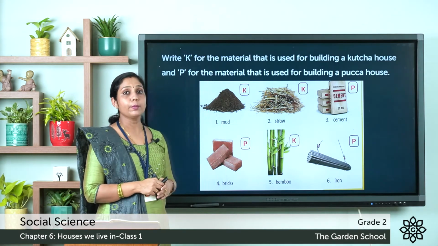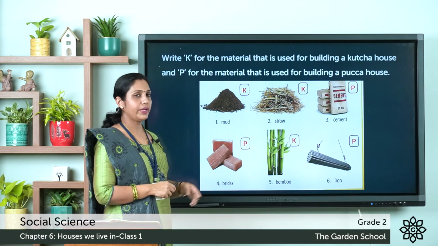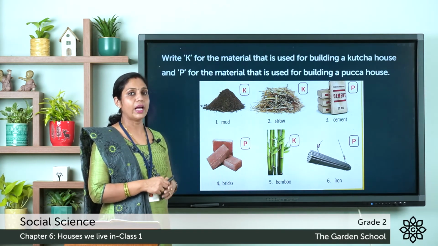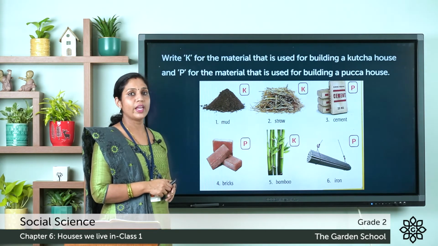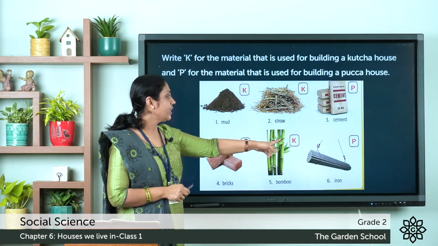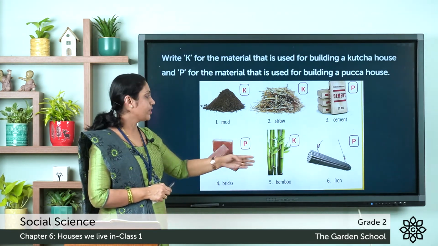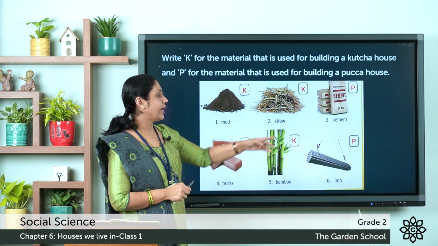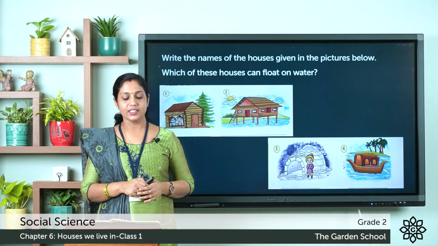Next you can see bricks. Bricks are used to build a pakka house and you can write P here. Next picture is of bamboo and bamboo is also used to make a kacha house. So write K there. And in the last picture you can see iron. Iron is used to build a pakka house. So write P there. Next exercise.